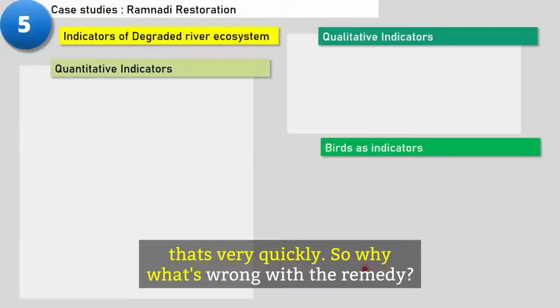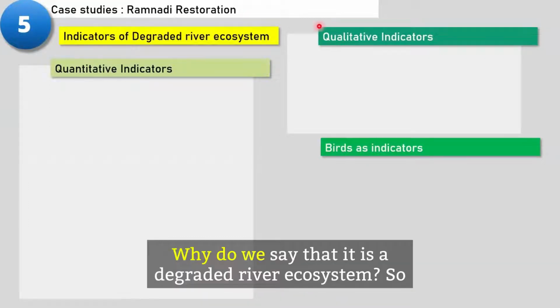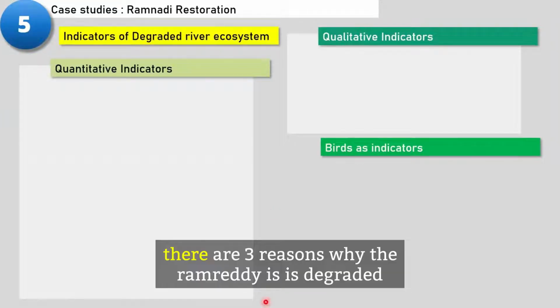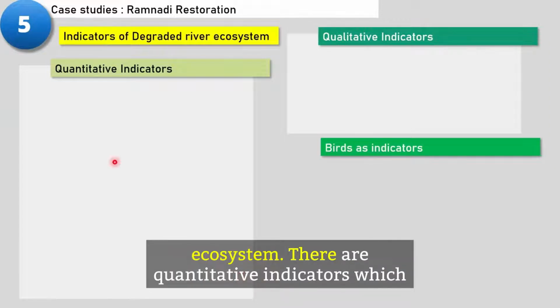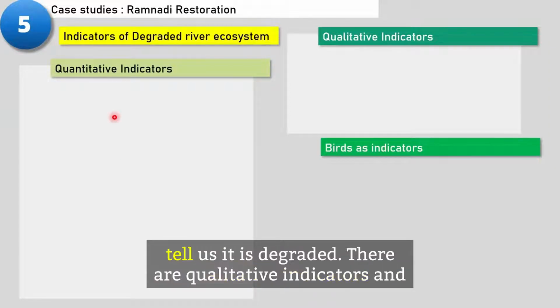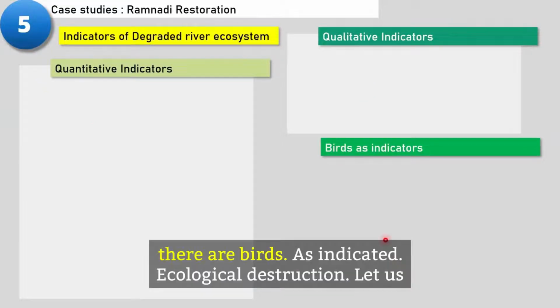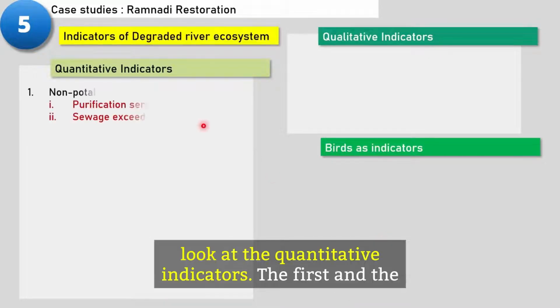So what's wrong with the Ram Nadi? Why do we say that it's a degraded riverine ecosystem? There are 3 reasons why the Ram Nadi is a degraded ecosystem. There are quantitative indicators which tell us it is degraded. There are qualitative indicators, and there are birds as indicators of ecological destruction. Let us look at the quantitative indicators.